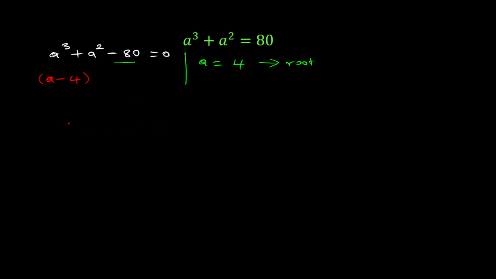So let's draw up our division here. And we have the factor of a minus 4, and we would be dividing into a cubed plus a squared. And what I always tell my students is that you should always add the 0a, because this could leave a bit of confusion if you don't add this to the equation, minus 80. So let's go ahead and divide through so we could get our quadratic equation.